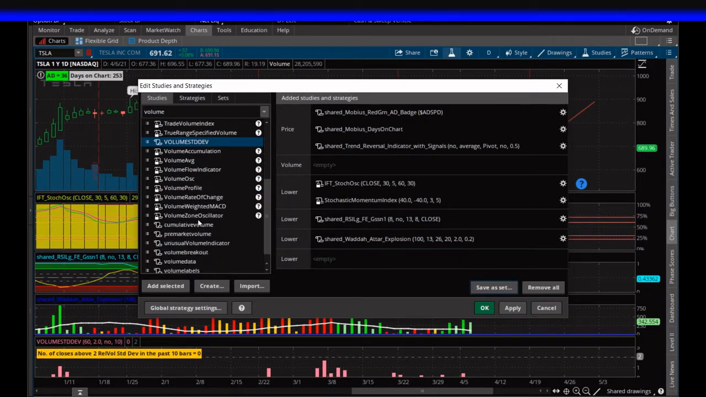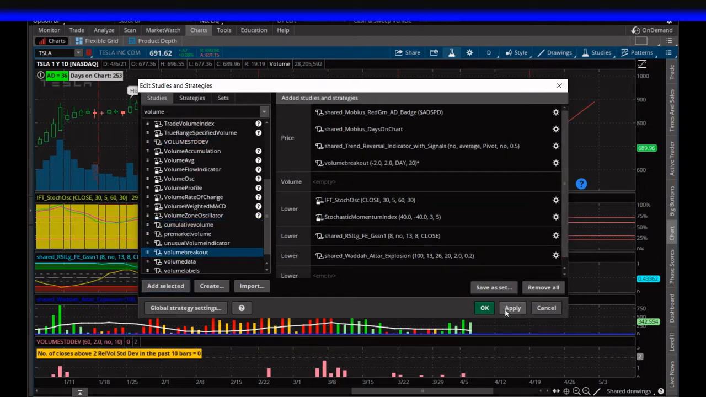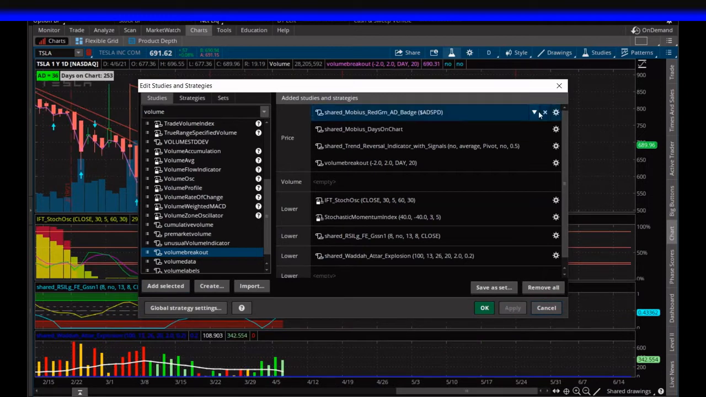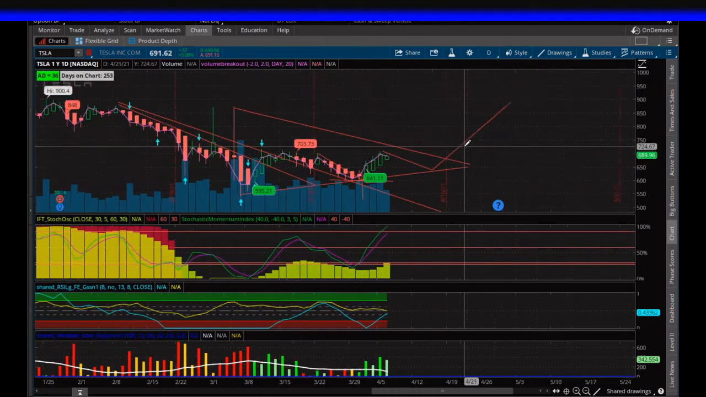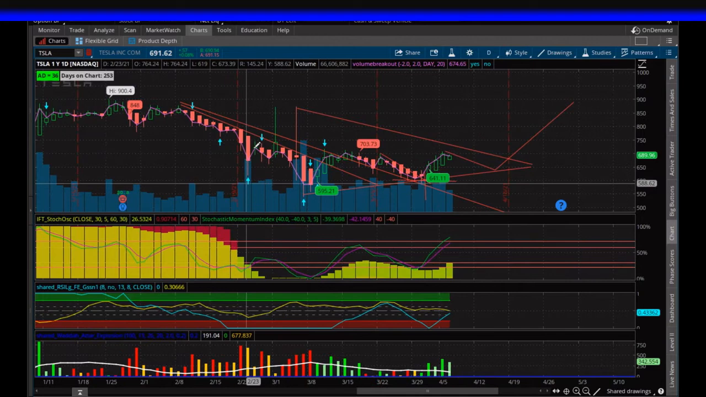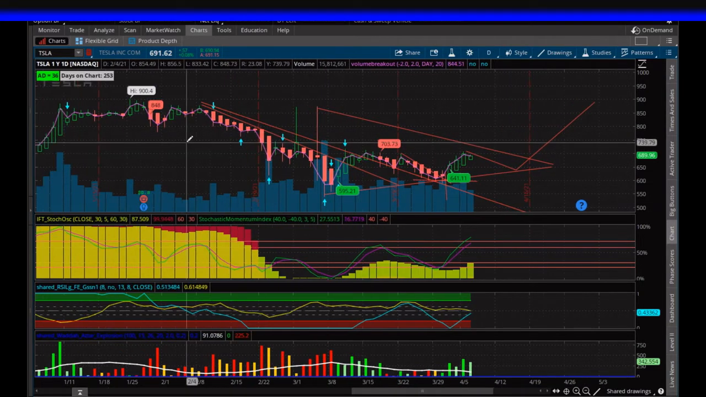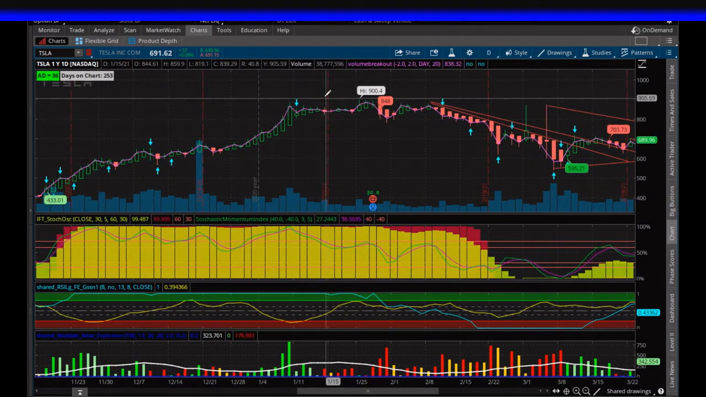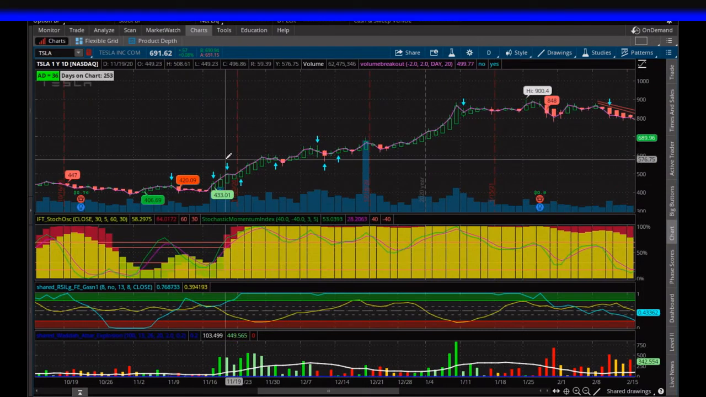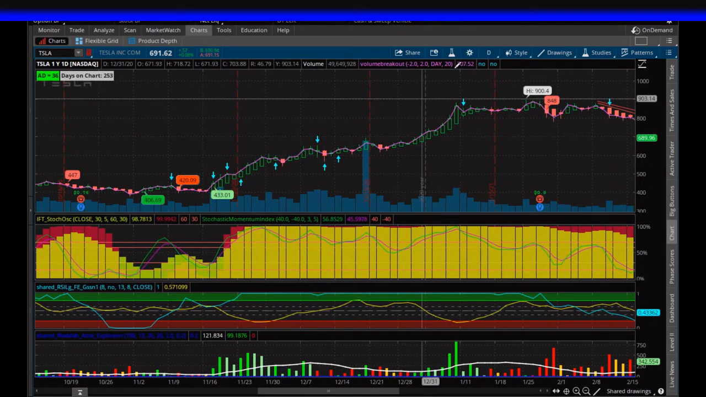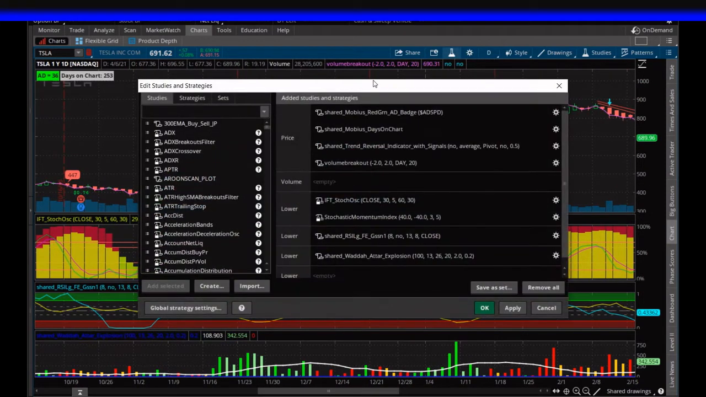Volume rate of change. There are some things that we can play with in here. Volume breakout. Let's see if that's it. No. Although we can use volume breakouts as these arrows here. Very interesting. So, checking those out. Okay. Now we can build a strategy with that if we want, with this volume breakout here. Now let's see what we got here.